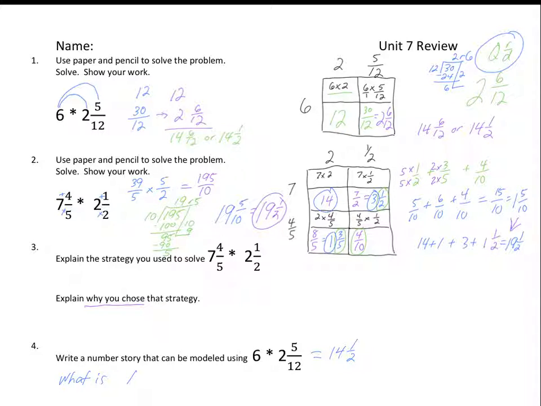what is the area of a rug that is 6 inches by 2 and 5/12 inches? It's short, it's sweet, and it does what we need it to do. So what is the area of a rug that is 6 inches by 2 and 5/12 inches? That's all you need, and that works out perfectly for that situation.